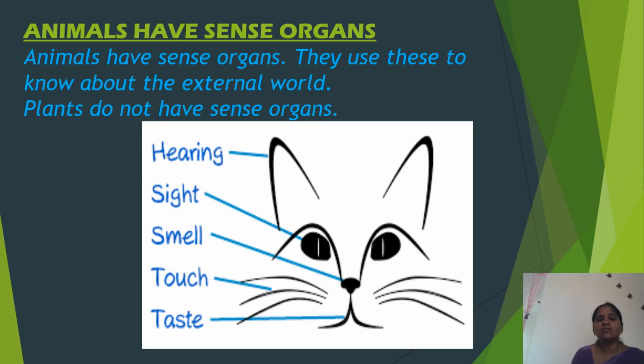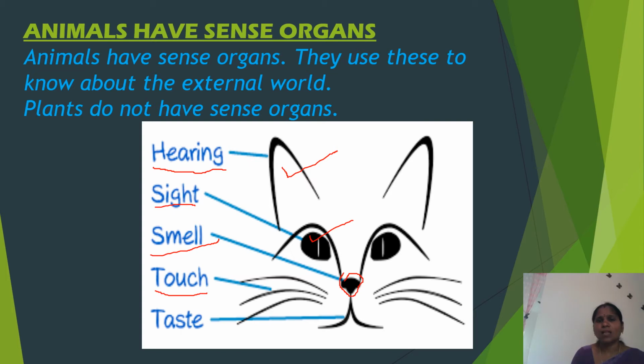Observe the picture. With the help of the sense organs, what will we do? We can hear. How can we hear? With the help of our ears. So hearing is with the help of our ears. How can we see the world? With the help of our eyes, we can see the world. Smell. How can we smell? With the help of our nose, we can smell any fragrances.